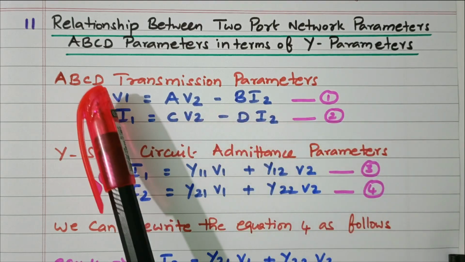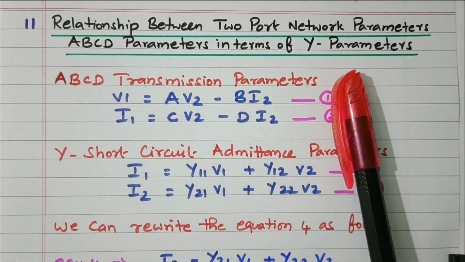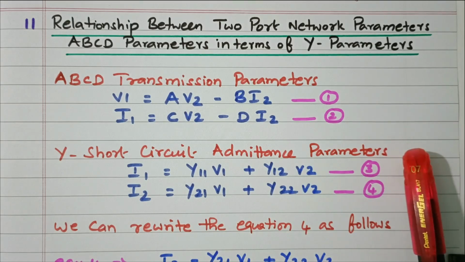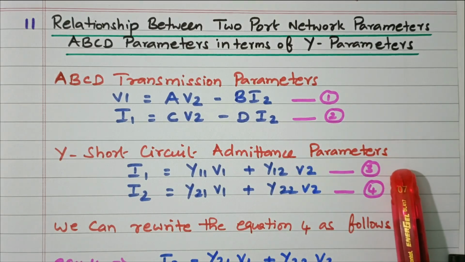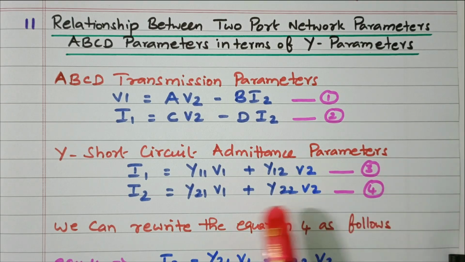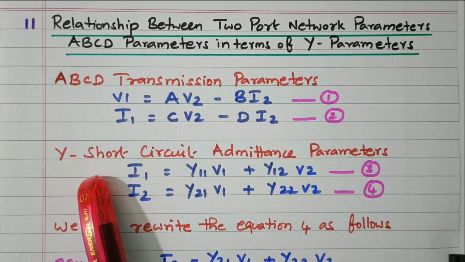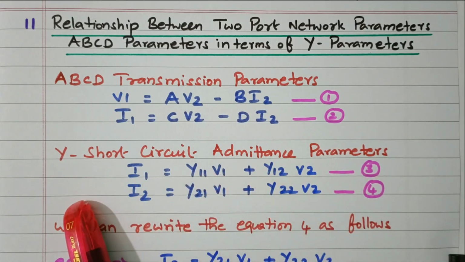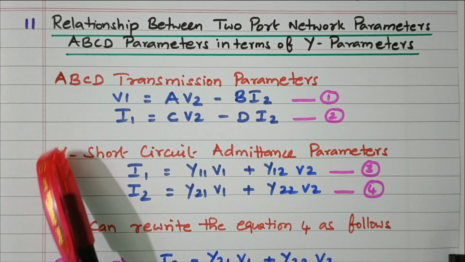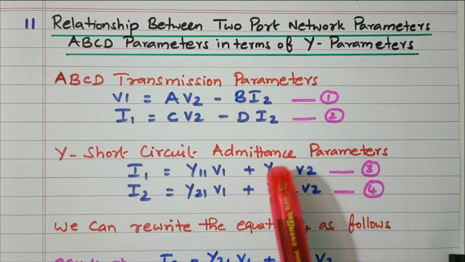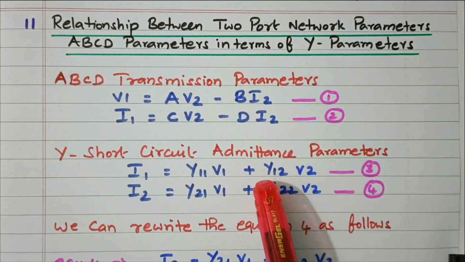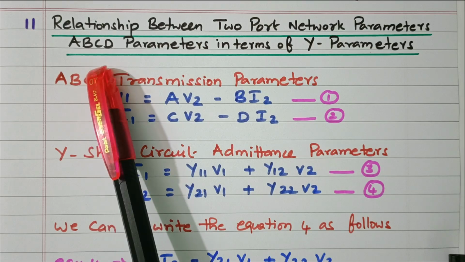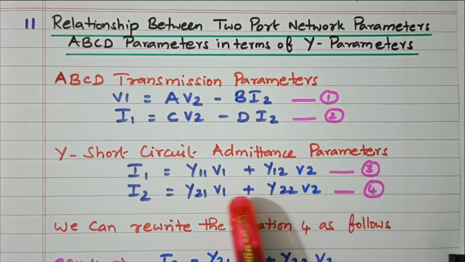Now we'll go to the topic ABCD parameter in terms of Y parameters. In a two-port network, there are four parameters available. First one is the Z parameter, open circuit impedance parameter. Second one is Y parameter, short circuit admittance parameter. Third one is hybrid parameter, combination of Z and Y. Fourth one is ABCD transmission parameters. A separate video is available for all these parameters. In this video, we will see how we are going to express ABCD parameters in terms of Y parameter.